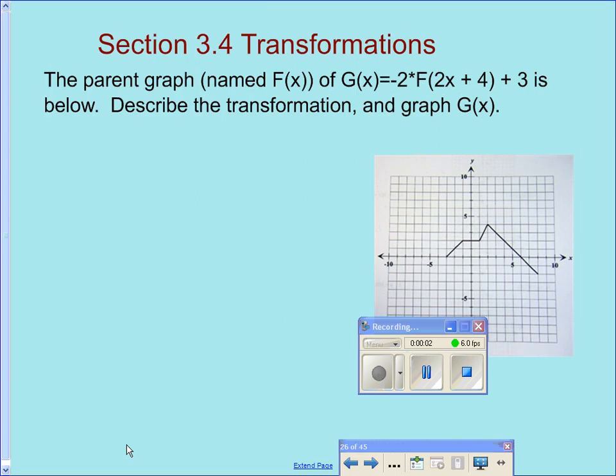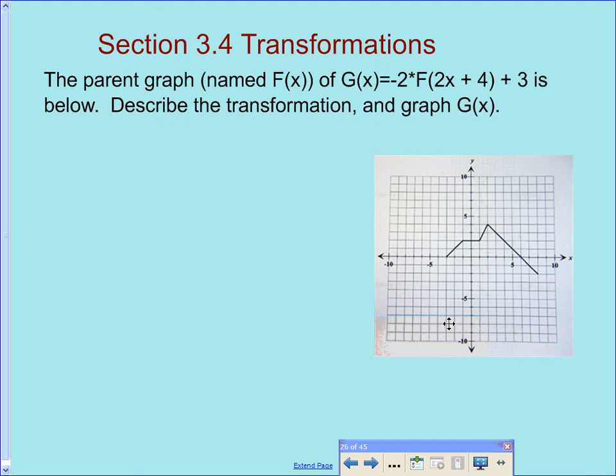In section 3.4, we're working with transformations of functions. Here I have an example where I have the parent graph, and the parent graph is named f of x. So this graph I have here is f of x. Now we have a transformation of f of x that is described here. What we're going to do is describe the transformations from the parent graph, f, and then graph g of x using what we know about transformations.